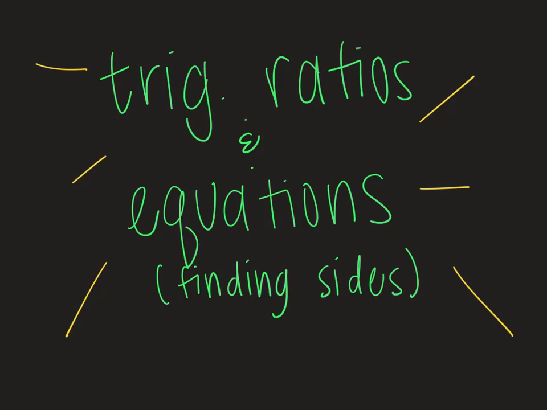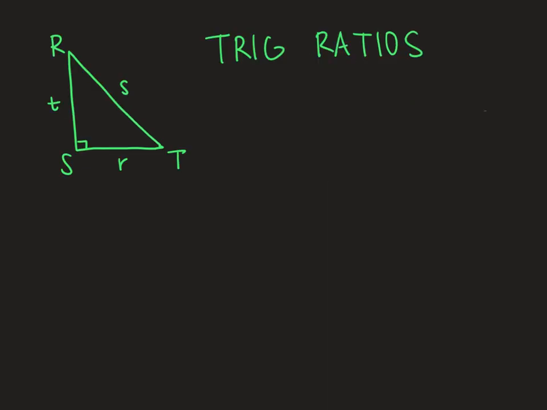So there are two concepts in this video that we're going to go over today: trig ratios, what they are, how to find them, and then also solving for sides using these trig equations. So first we're going to talk about trig ratios. Number one rule of trig ratios is that this only works on right triangles, okay? So only on right triangles. This is why it's called right triangle trig.